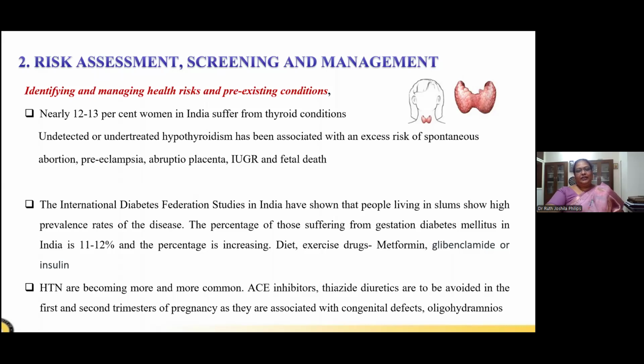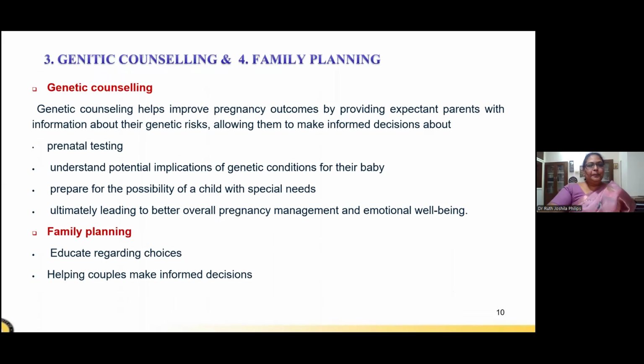And if it is not treated, it again is going to take us into congenital defects, and oligohydramnios can be seen in the mother, again leading to not very good optimal results.